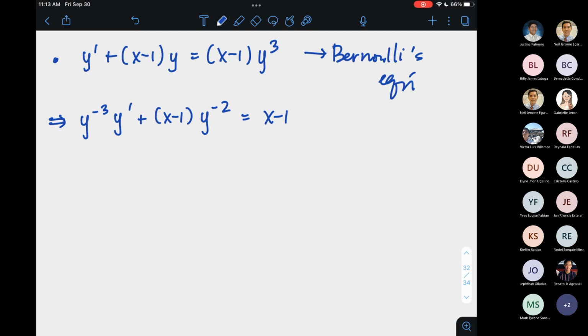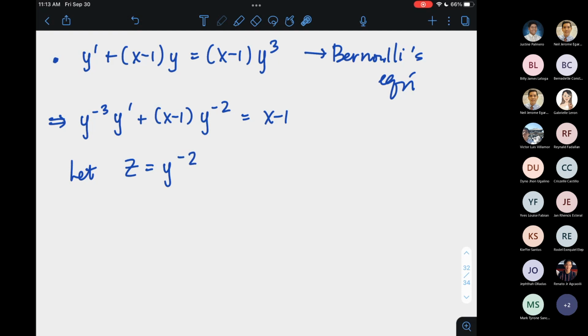Ano yung change? Dapat ito ay y lang supposedly. Right? Or dependent variable lang siya supposedly. So what I'll do is to let z be equal to y to the negative 2. Kung ano man yung nandito, para ito, magiging z na lang, tas hoping ako na ito ay magiging 1, or kaya kong gawing 1, tapos z prime na lamang. Yun nandito, para maging standard form na siya ng first order linear equation.